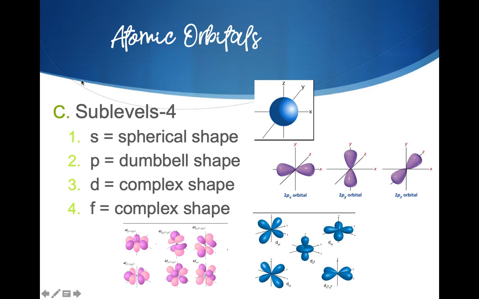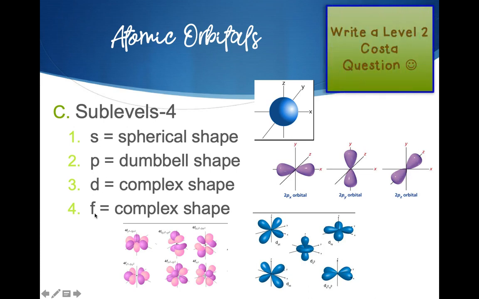Okay, so energy levels are split into sublevels. The sublevels show us the shape of the electron cloud: S, P, D, and F. Okay, going to a level 2 question, process what we have so far, maybe compare and contrast energy level and sublevel, or compare and contrast an S sublevel and a P sublevel. How many sublevels are in energy level 3? That might be a level 1 question. Anyway, pause the video, process what we've talked about so far, and then write your level 2 question. Come back when you're ready.